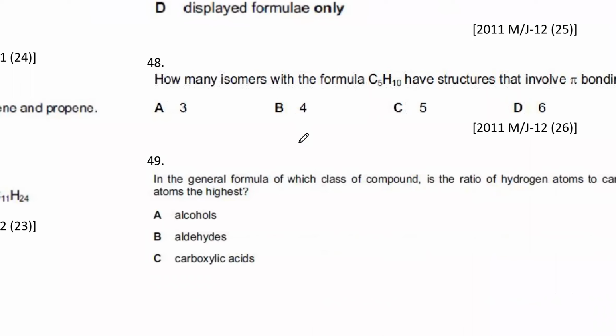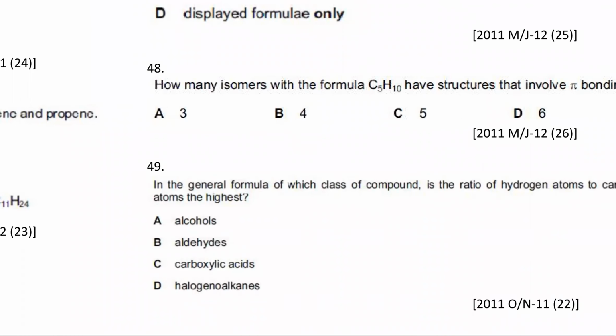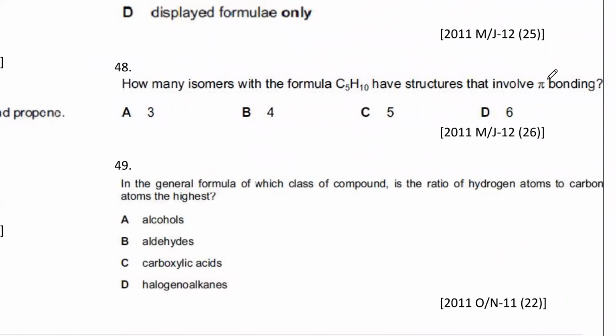Okay, so this one, how many isomers with the formula C5H10 have structures that involve pi bonding? So pi bonding means double bond. First one, 5 carbon atoms. This one would be slightly difficult. 5 carbon atoms, that's a double bond at position 1. Make a positional isomer, put the double bond somewhere else. I can't put the double bond over here, that would be the same thing, right? Then I can make a chain isomer. I can change the carbon chain and I can put the double bond over here, or I can put the double bond in the middle, or I can put the double bond right at the left side.